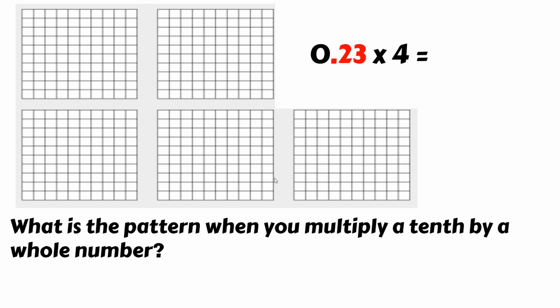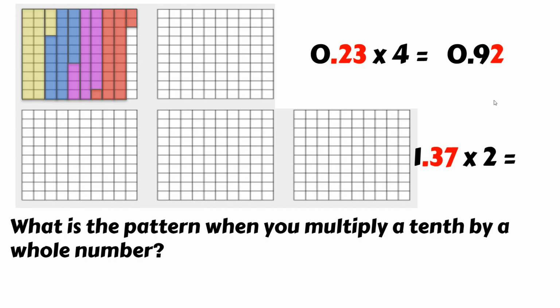All right, so what about if you're multiplying a hundredth? 23 hundredths times 4. We are going to represent 23 hundredths. That's 2 tenths and 3 hundredths. And we're going to represent that 4 times. So that's another 23 hundredths, another 23 hundredths. That's 4 groups of 23 hundredths represented there. And that gives us a product of 92 hundredths. As you can see, a hundredth times a whole number gives you a product in the hundredths place.